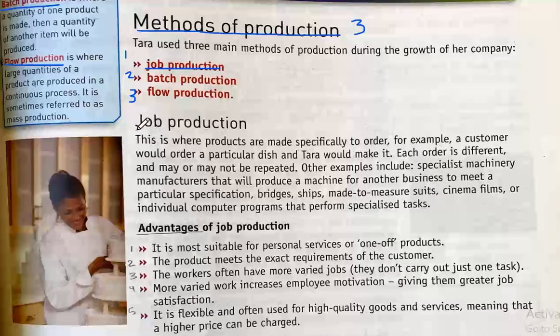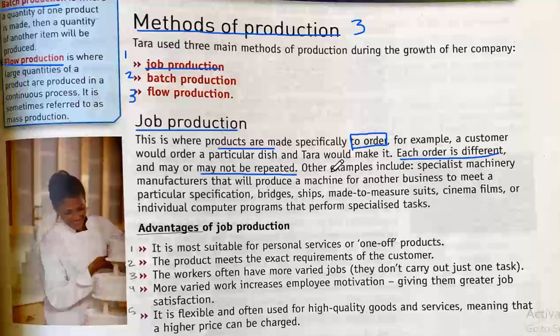Job production is where products are made specifically to order. When the customer orders this product, I will produce this product, especially for customized products or products that are extremely expensive. A customer would order a particular dish or particular cake. So this is only the customized product. Each order is going to be different from the other one, and each single product will not be repeated because they're special, unique products, a single product at a time.